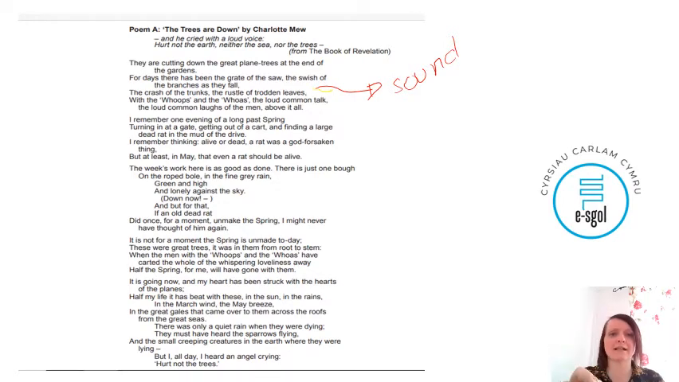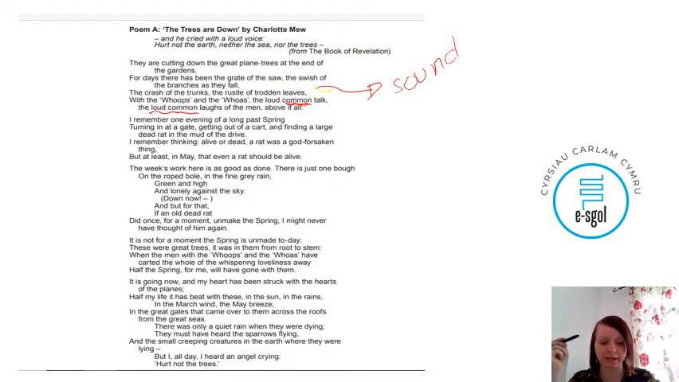She calls it the loud common talk, and it's the common that suggests to us the idea that it's quite crude, the way in which they're speaking, okay? The loud common talks and the loud common laughs of the men. And the fact that the common and the loud is repeated here, we get a sense that it's clearly an issue, and she feels that this is what's dominating at this point, okay?